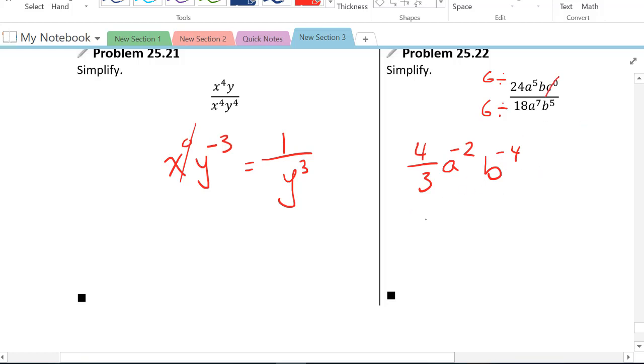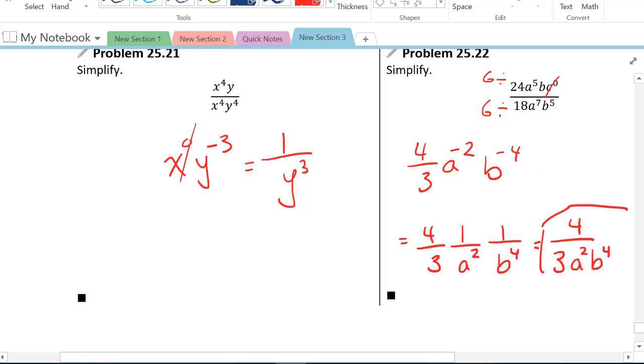So then we're left with this. Now change everything into fractions. So that is really 4 over 3, and then 1 over a squared, and then 1 over b to the 4. What's the final answer? 4 over 3a squared b to the 4. Okay, and that's it. And there's no c in the answer, right? Because what happened to the c? C to the 0 cancels. Okay, so there's no c.